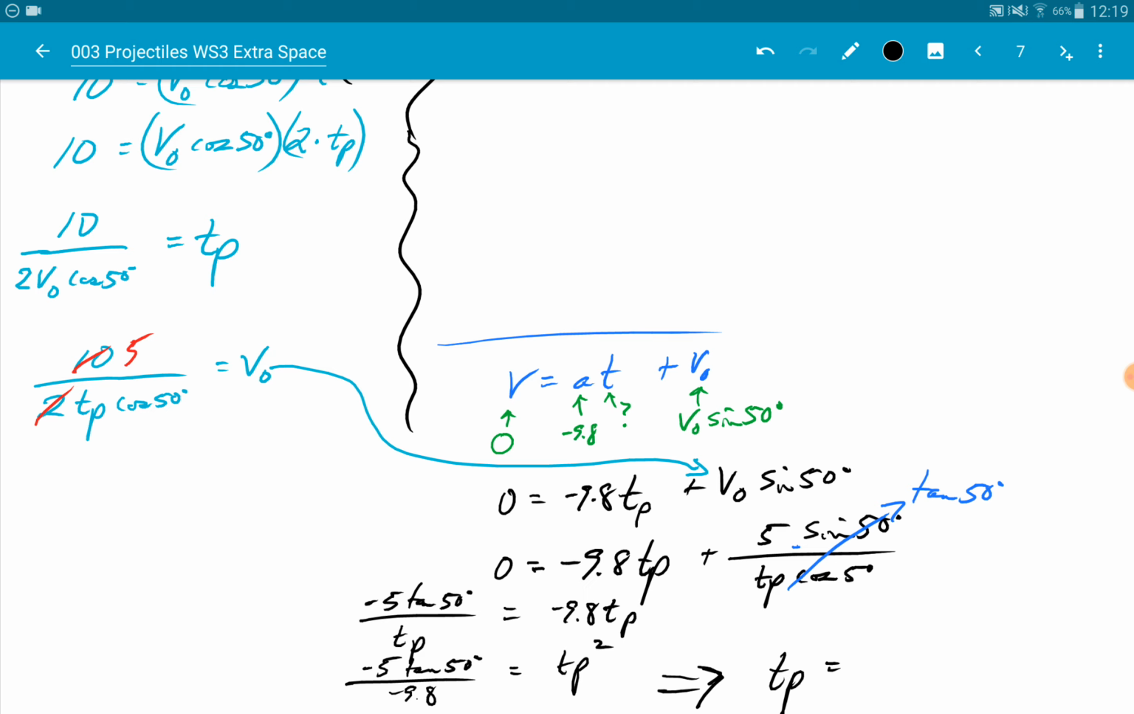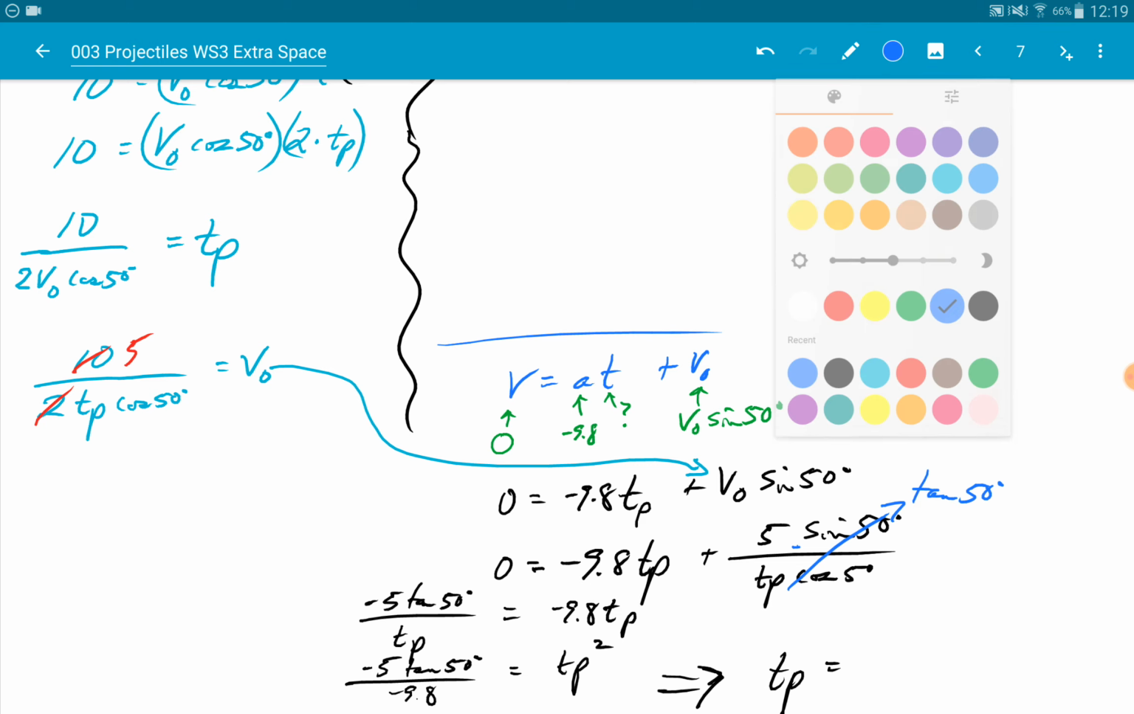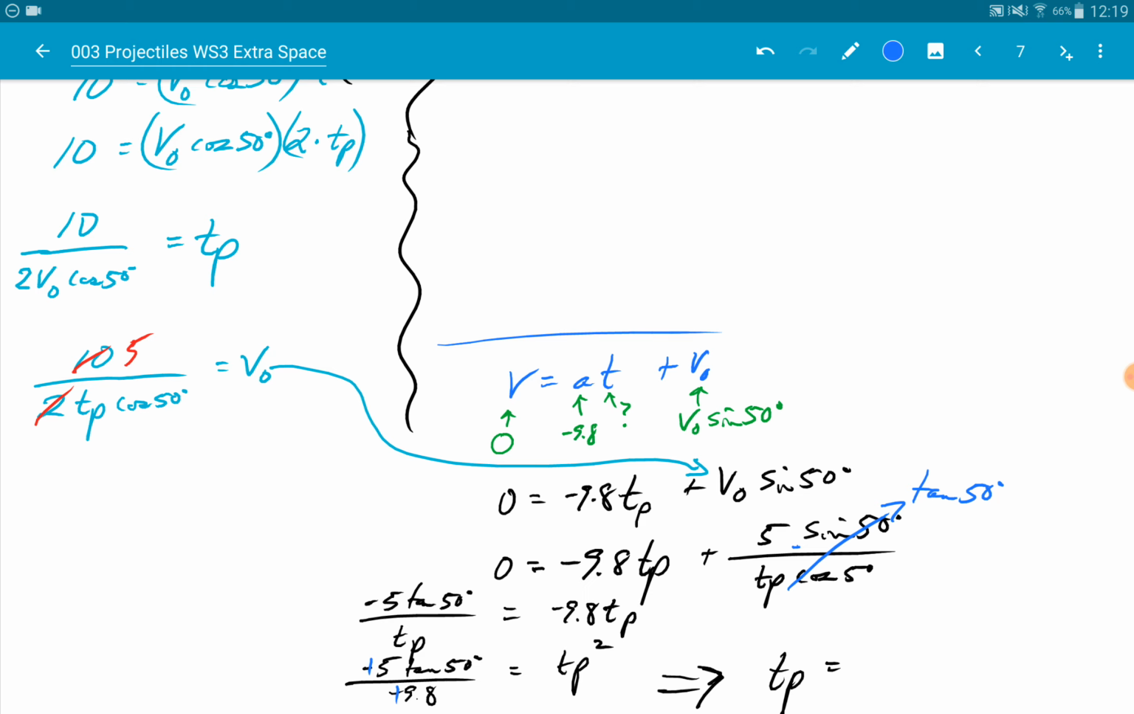Got to give a little bit of thought. The negative and negative, -5 and -9.8, is good, because then it's going to give me some positive value when I go to take the square root of that, which I expect to have, and I'd have a problem if I didn't have it. So 5 times the tangent of 50, I'm just grabbing my calculator now, divided by 9.8, and I make sure to take the square root of that. And I find the time to the peak to be 0.78 seconds.